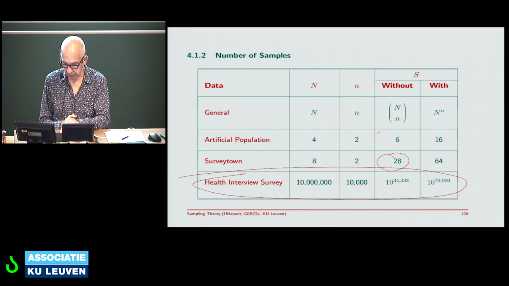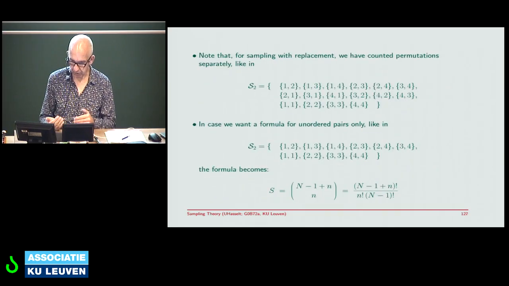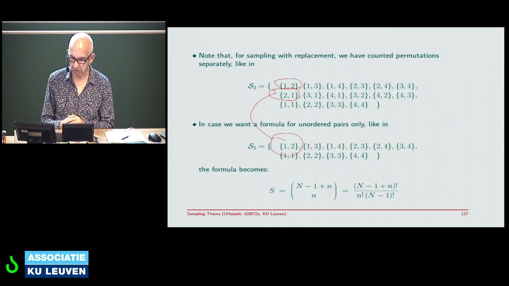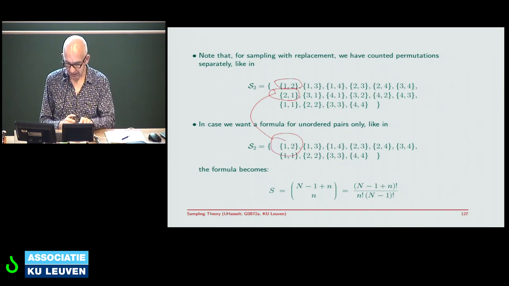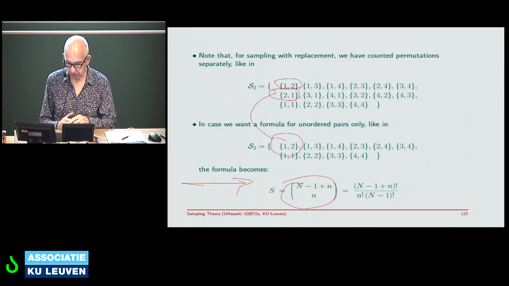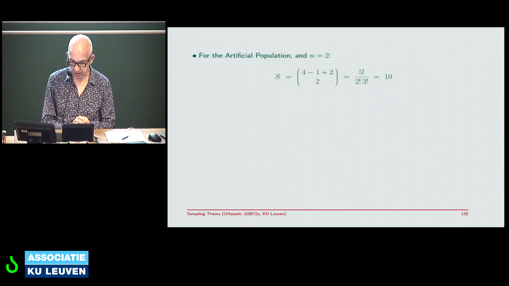Also, we talk about 6 and 16 in the artificial population, but didn't we say that some samples are actually sampled in one order or another? Remember, 1, 2 and 2, 1, we really consider only one sample? Well, yes, and then the formula takes this form. It's like combinations with repetition, and so that's a binomial coefficient of the form N minus 1 plus n, choose n. Apply it for some of the examples, and you will see the number coming out.